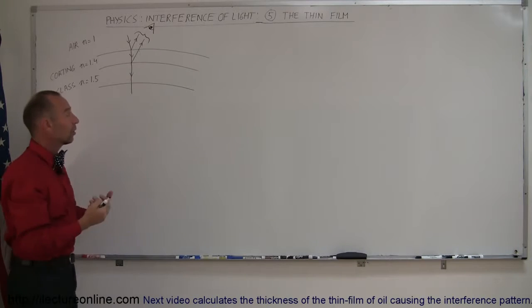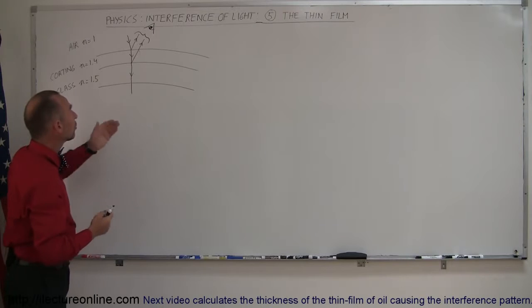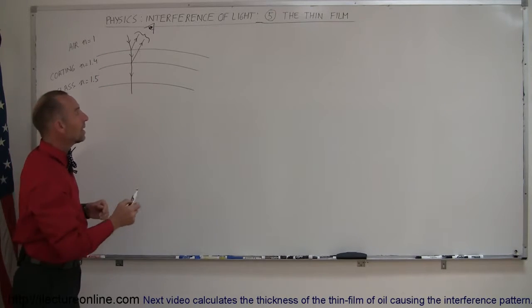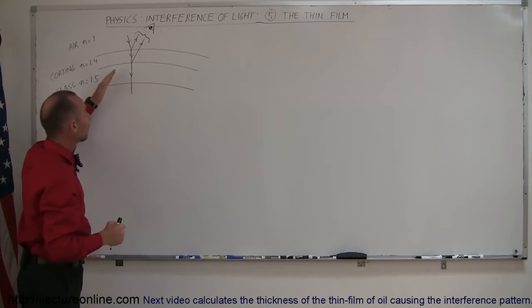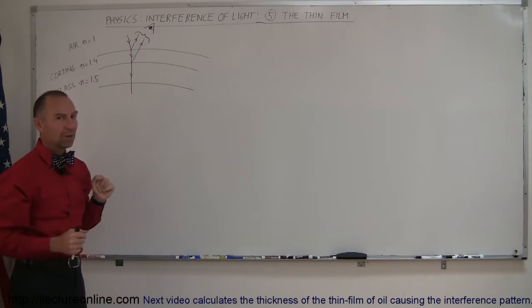So you could actually see zero light being reflected because of destructive interference, which means then that the light will be completely transmitted. So if no light is reflected, all the light is transmitted. If light is reflected, then that particular wavelength of light is not being transmitted.